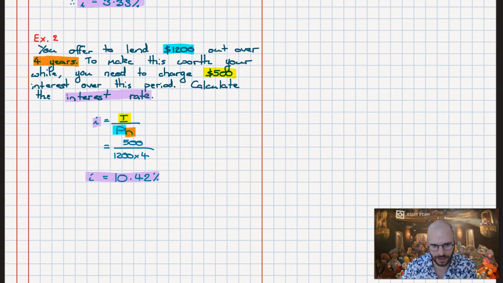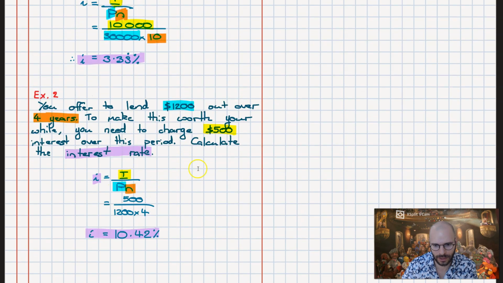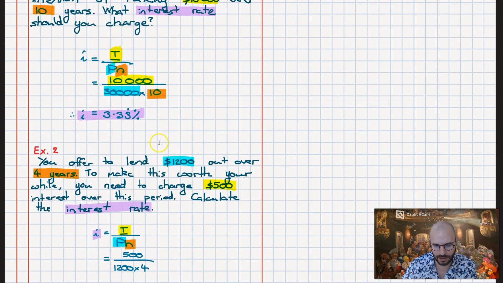So in summary, what we've been able to do here is calculate the interest rate when we're given an interest amount that we wish to either receive or pay, given a duration and an initial principal money amount.